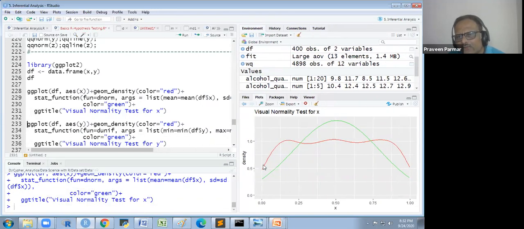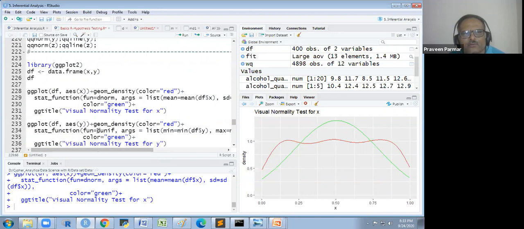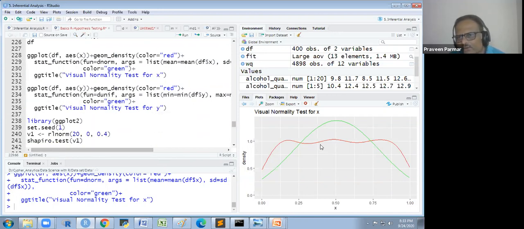So it is my actual X curve in red for this X. And this is the density normal curve I have prepared for the mean of X and the SD of X. So this is showing that it is not normal. Our data is not normal, it is uniform. So visual normality test for X. The reason is above here. Here you see.